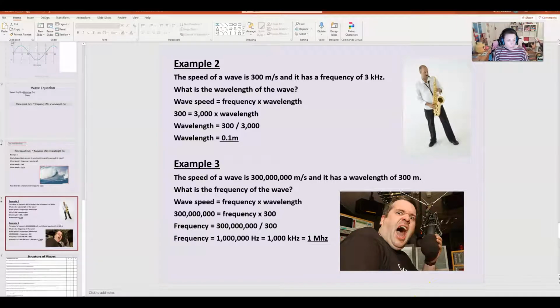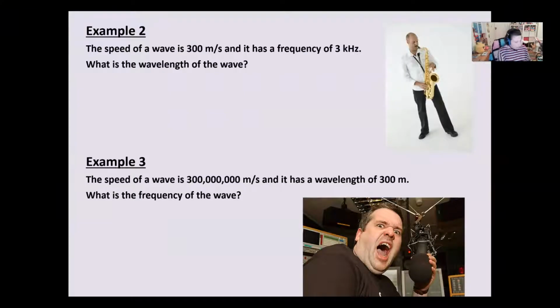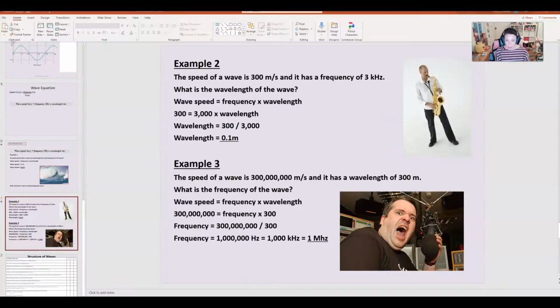So the next question says, the speed of a wave is 300 million meters per second. So that is the speed actually of all electromagnetic waves, which we're going to look at in a bit. It says it has a wavelength of 300 meters. What's the frequency of the wave?